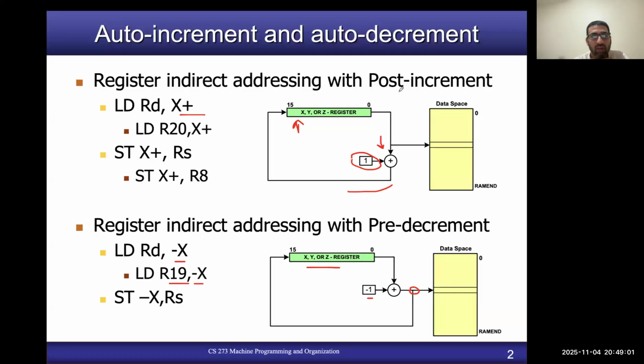So in the post-increment variant, the current value of X, Y, or Z is used to access the memory location, and after accessing, the value of X, Y, or Z is incremented by 1. In pre-decrement, the current value of X, Y, or Z is decremented by 1, the resulting address is used to access the memory location, and that resulting address is also put back into the same register. Okay. Any questions?